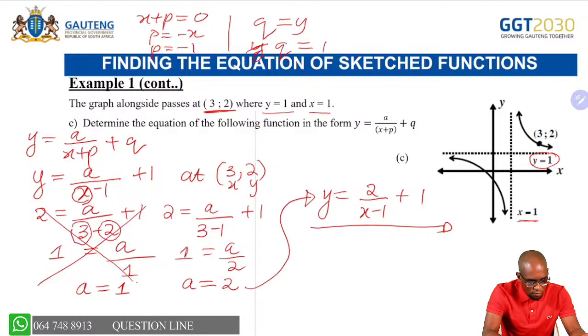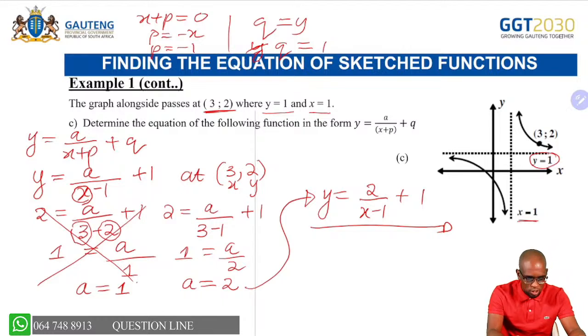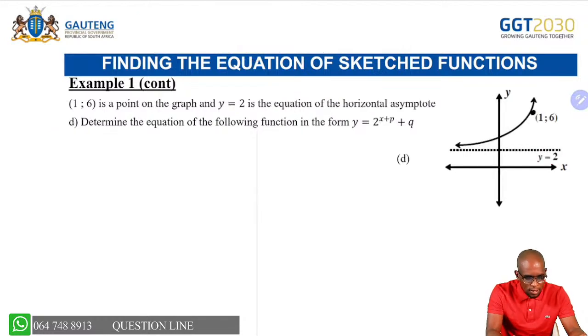Now we move on. Remember here I substituted the horizontal and vertical asymptote, the value of p and the value of q, substituted the additional point, worked out the value of a, then substituted a, p and q into the original equation so that I can find the equation of this unique function. Now the last one here is an exponential one.